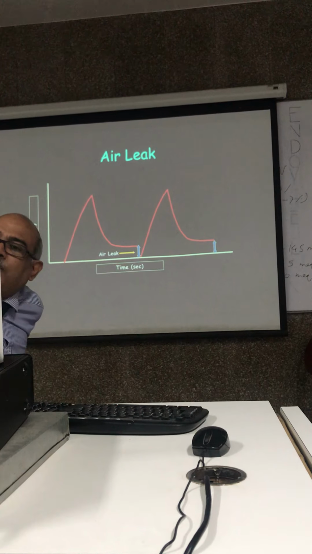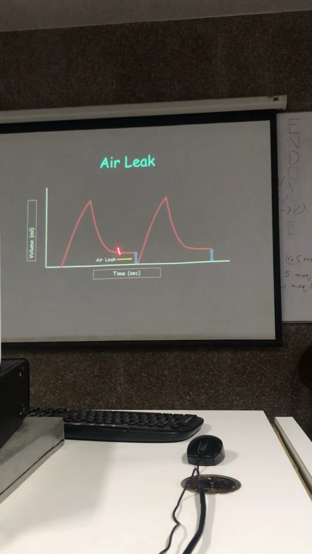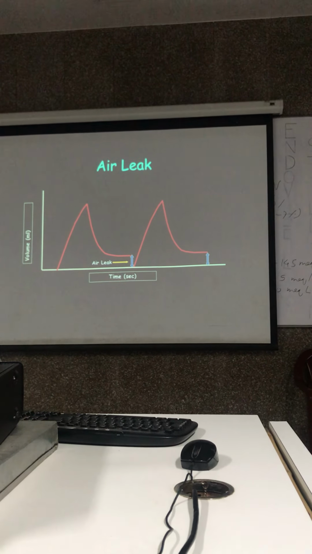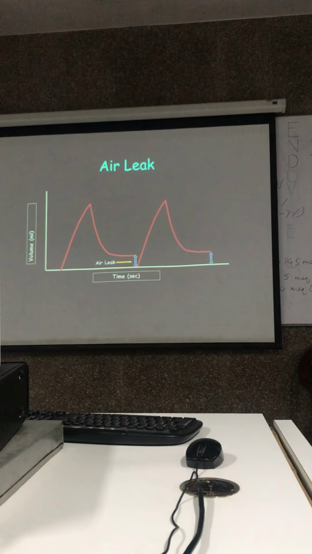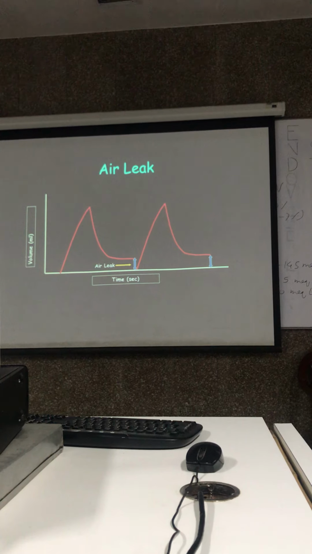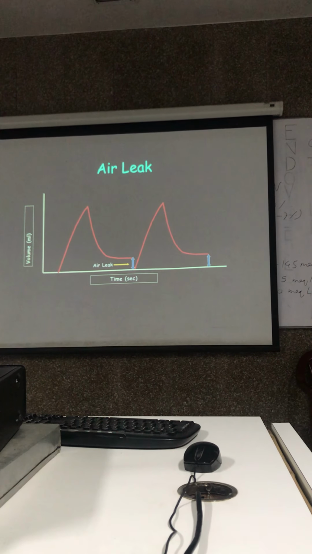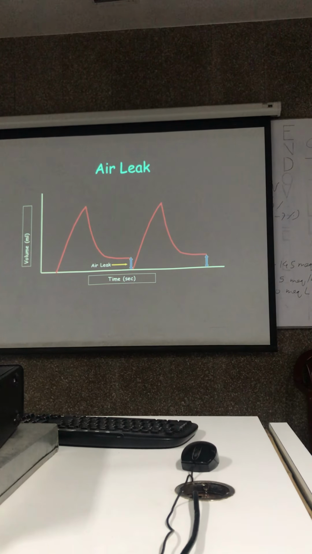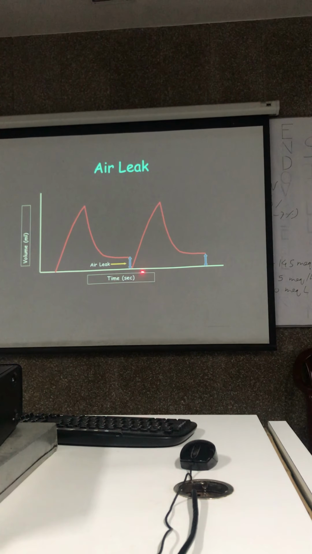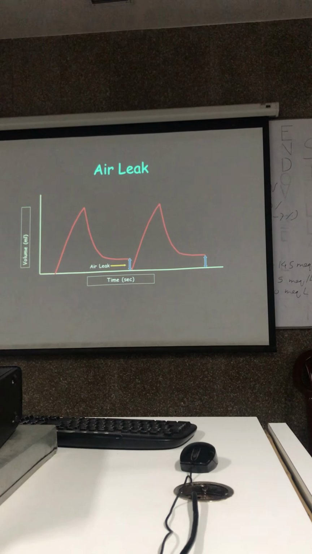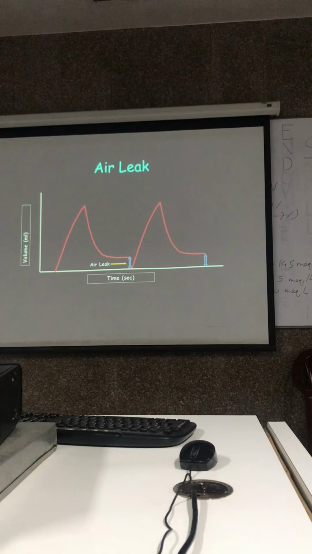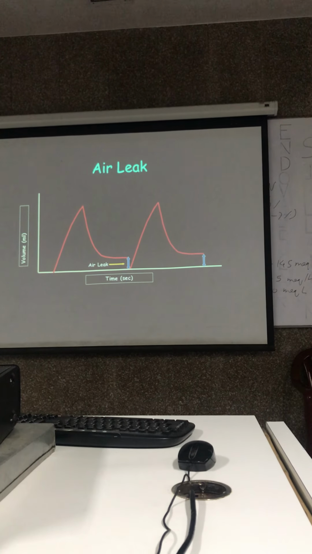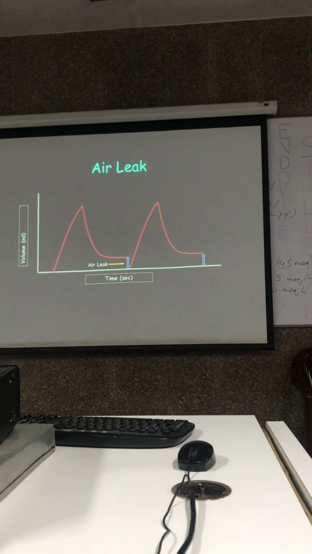So the volume of the leak will determine the degree of the leak. If the leak is high, you might find the values going much higher up here. So just looking at this, you can determine the degree of leak which can take place. Once you recognize this, then you need to identify where the leak is and try and fix that. The expiratory tracing is generally smooth, but it falls short.